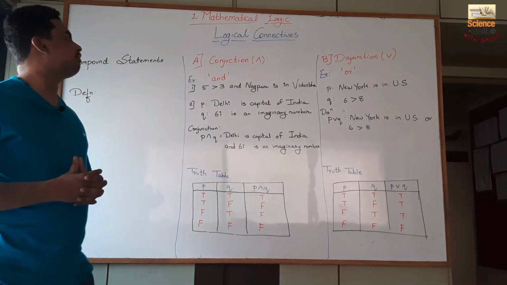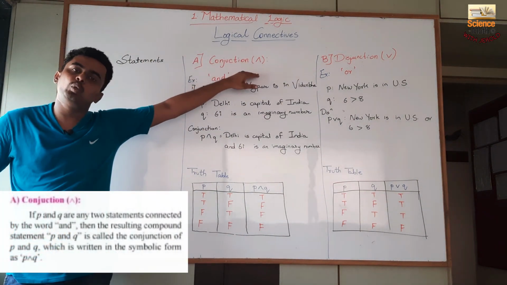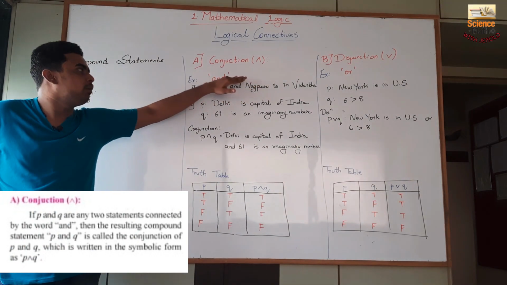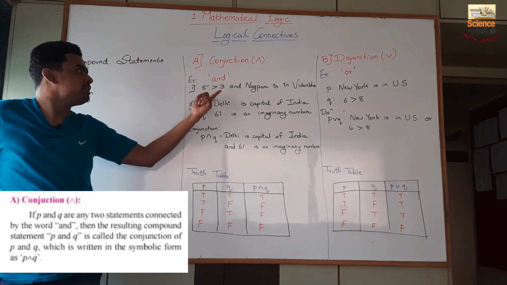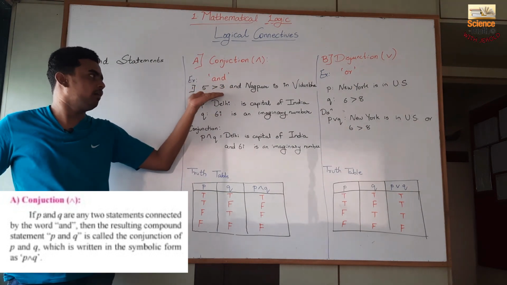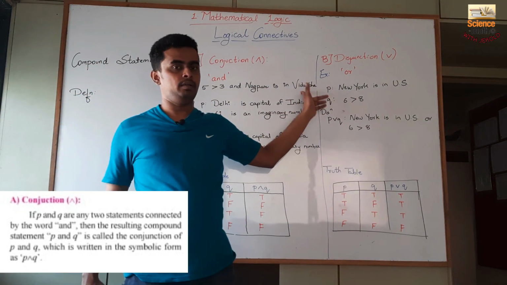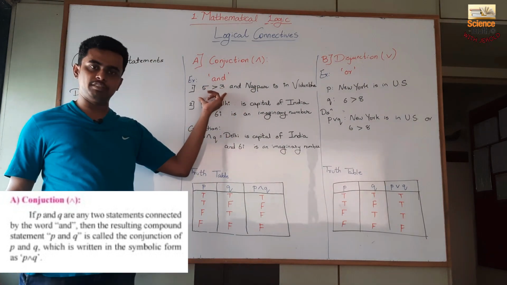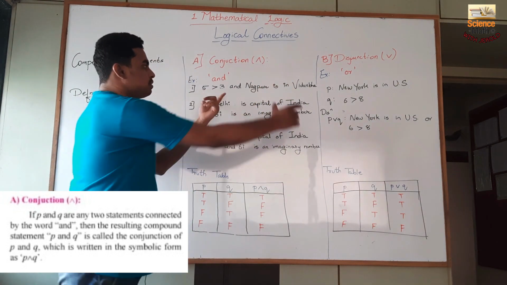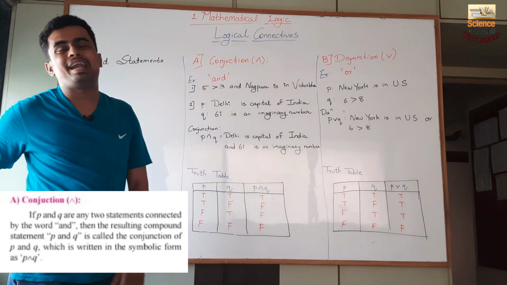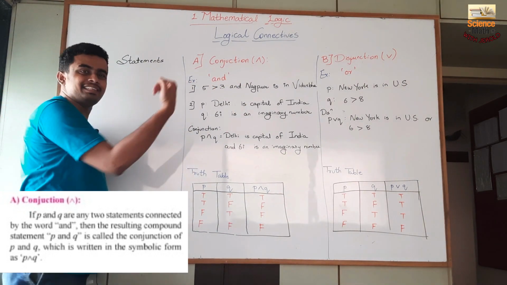So let us see the first type of logical connective, conjunction. When two statements are connected by the word and, then it becomes a conjunction. The first example of conjunction is: 5 is greater than 3 and Nagpur is in Vidarbha. Here this is one statement, 5 is greater than 3, and Nagpur is in Vidarbha is the other statement. Two simple statements combined by the word and is a conjunction.